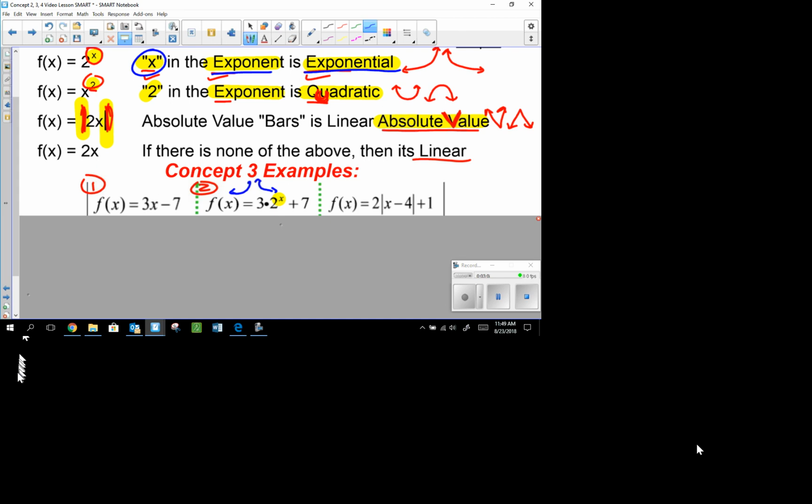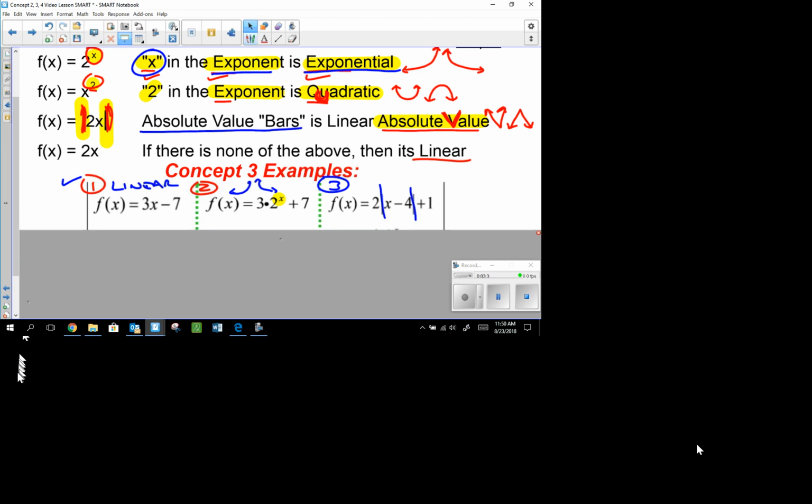This third one here has these absolute value bars. And again, that should be an easy one. If it has the absolute value bars, then it's the absolute value function family. And let's go back to the first one now. This first one doesn't have any exponents. It doesn't have any absolute value bars. Therefore, we should know this is linear.